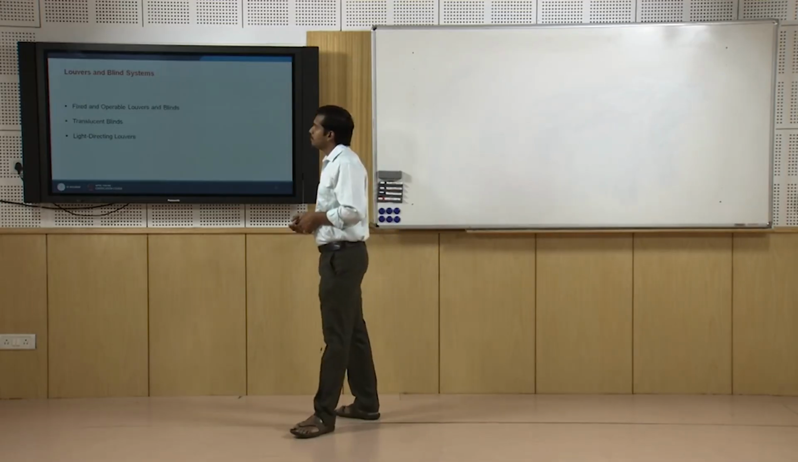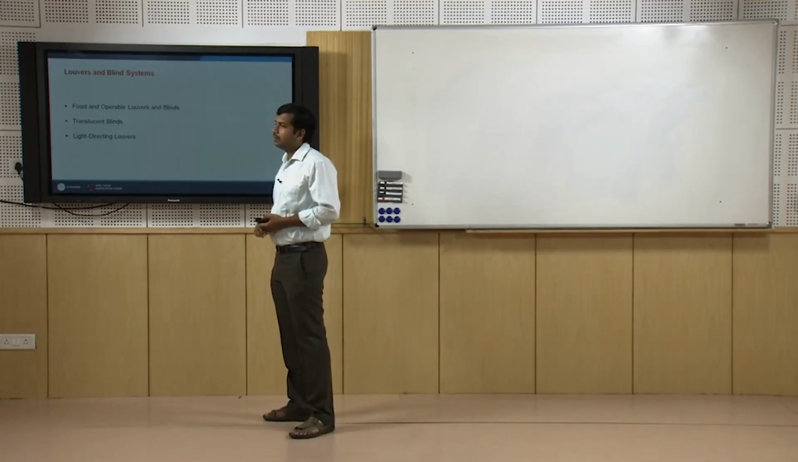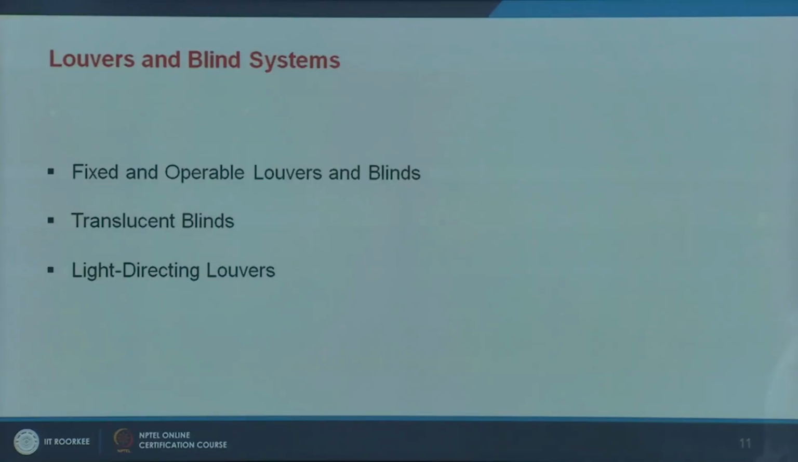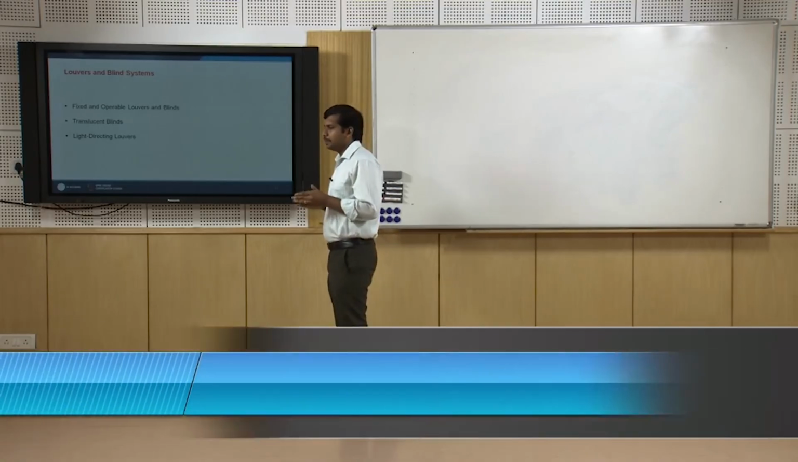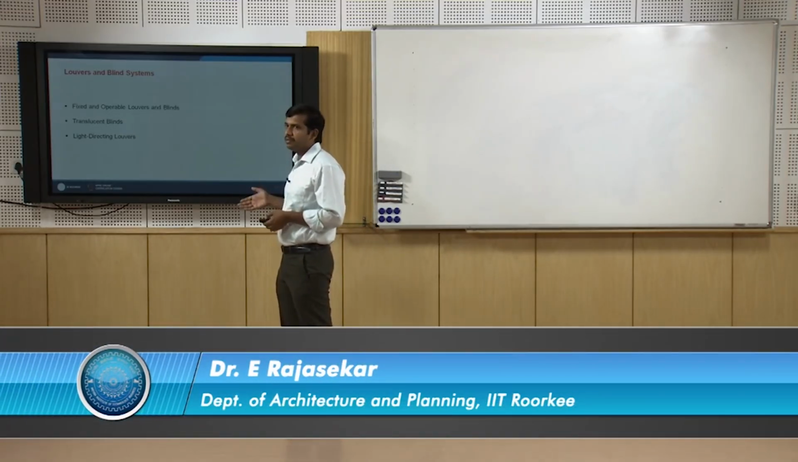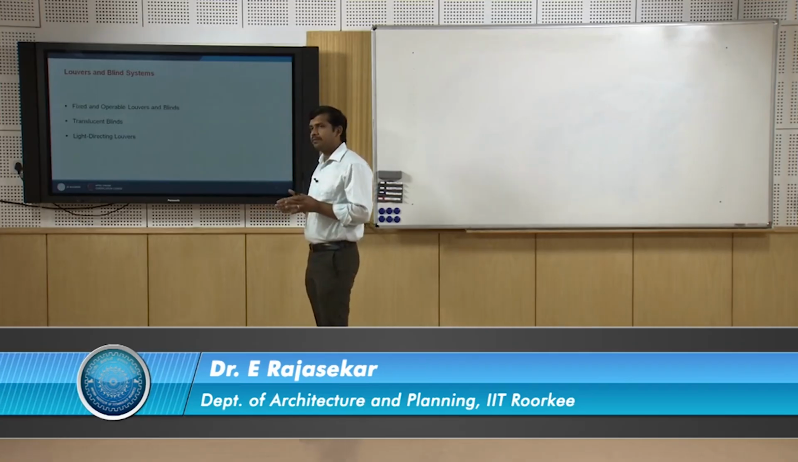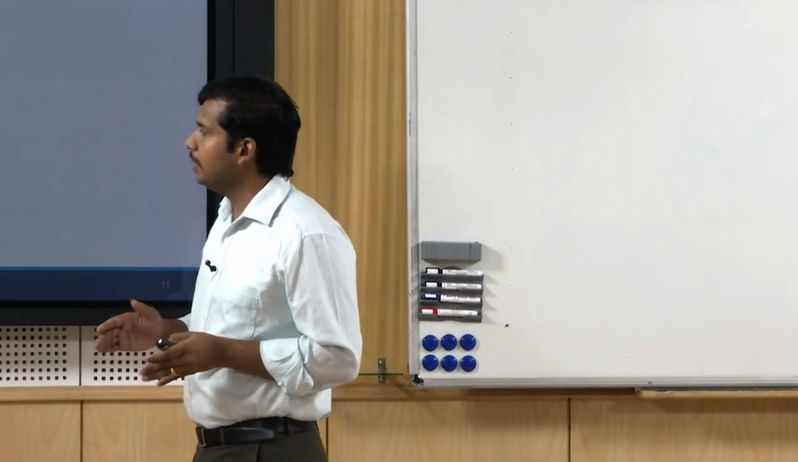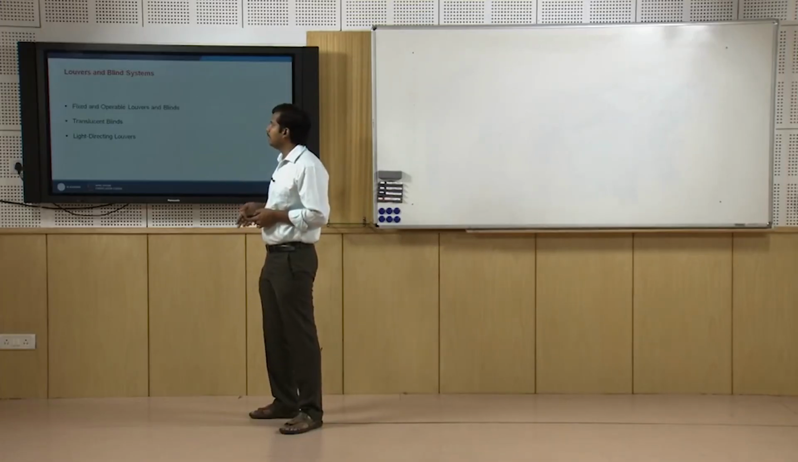The second type is the use of louvers and blind systems. Different subdivisions are there: fixed and operable louvers as well as blinds. You have translucent blinds and you have light directing louvers. They can be used separately as a component or they can be attached to window elements itself. In some cases they are made part of the double glazing unit. Some of them are placed inside the double glass unit, between the two panes inside the air gap. So they also act as light reflectors.